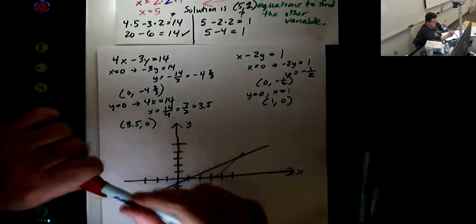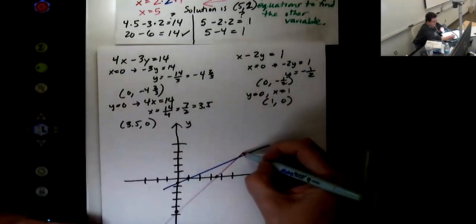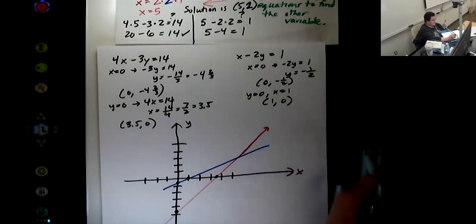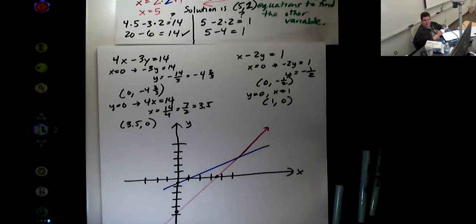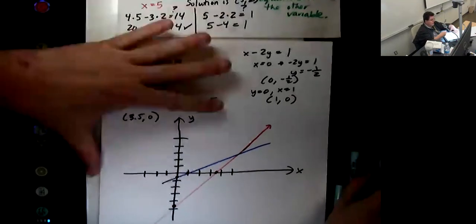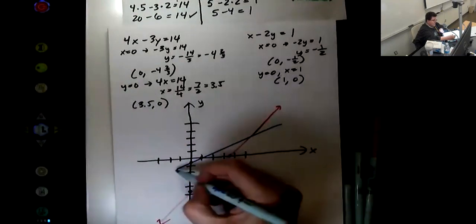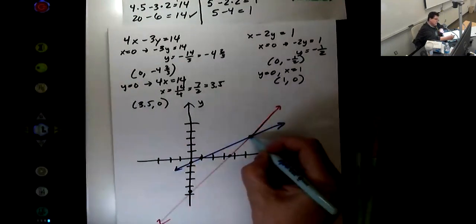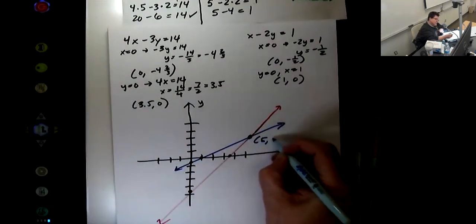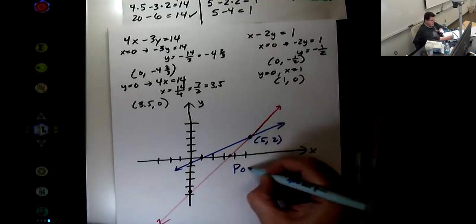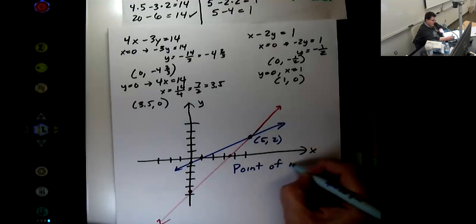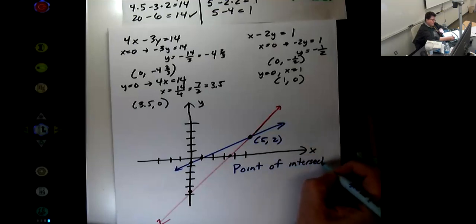So when we say solution, it has to solve both equations, the answer has to be on both lines. It just so turns out for a system of equations, if this was sketched well, this is 5, 2. It's the point of intersection. The point of intersection of the two lines solves the equation.